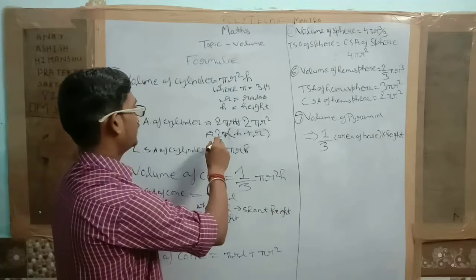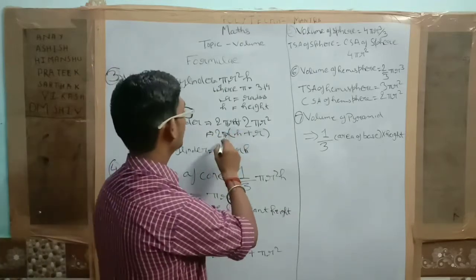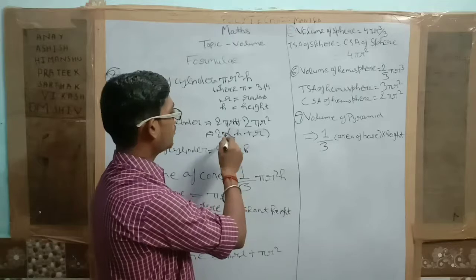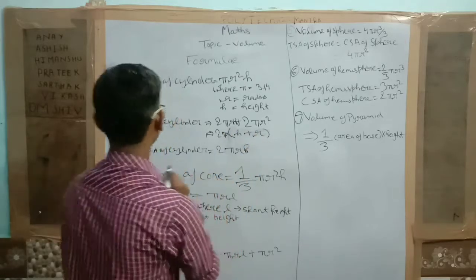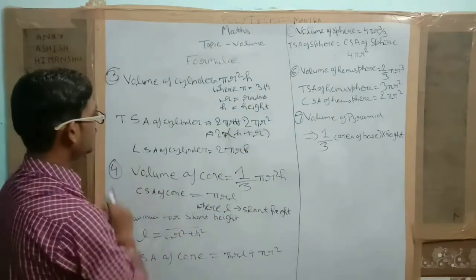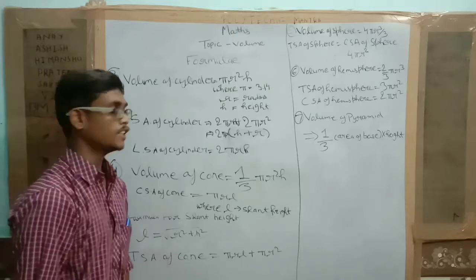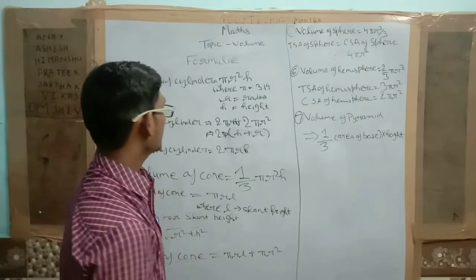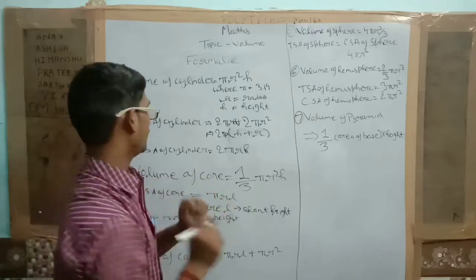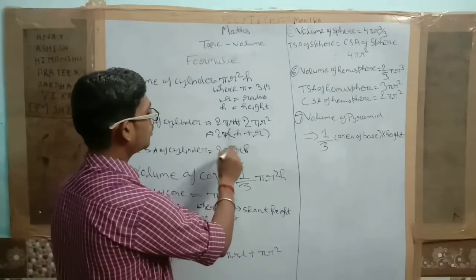We can write this in another form. Take 2 pi r common and under bracket h plus r. Next, LSA of cylinder means lateral surface of cylinder. Lateral surface of cylinder means exterior area of cylinder equals 2 pi r h.